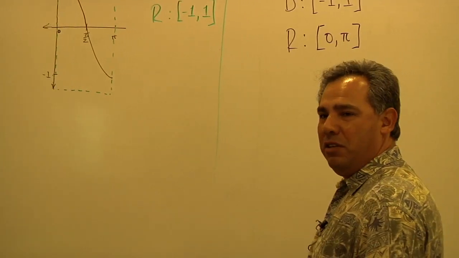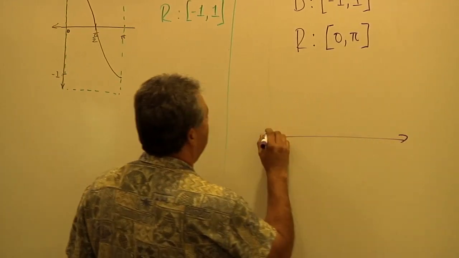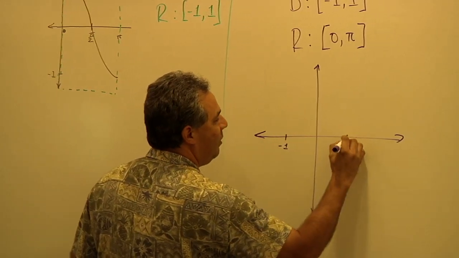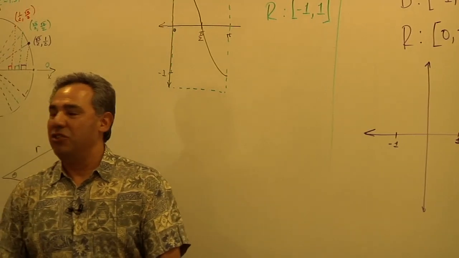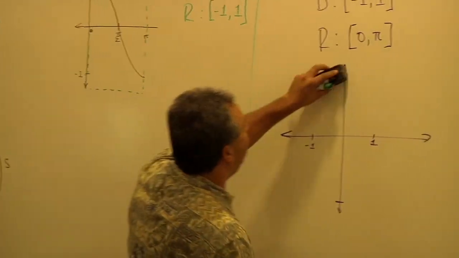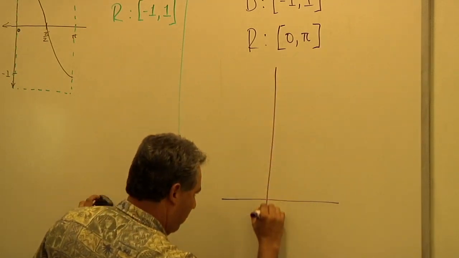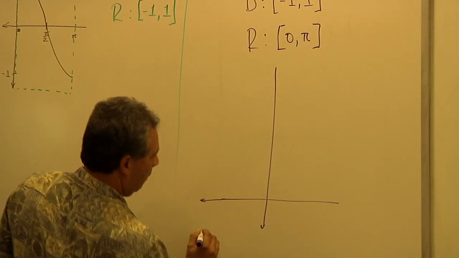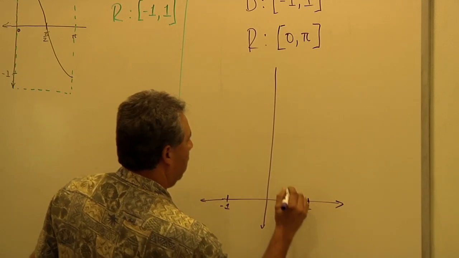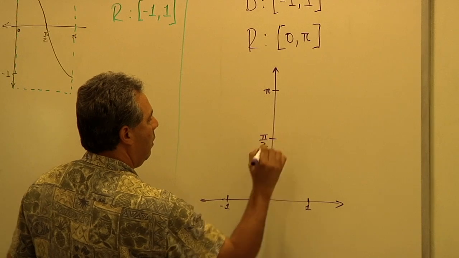Now, we haven't graphed the inverse function. Let's graph this thing. Well, it's not too hard to do. Okay, what's my domain? Negative 1 to what? Negative 1 to 1. What's its range? Oh, I need some more space here, I'm sorry. 0 to pi, right? So let's do it this way. Negative 1 to 1, and we'll say 0 to pi.